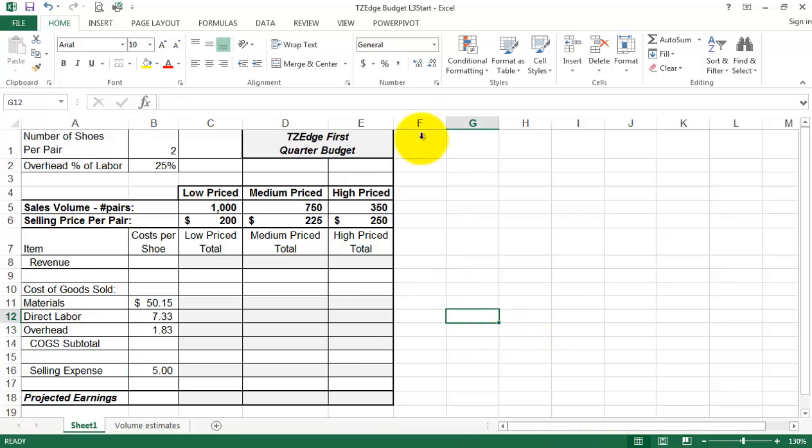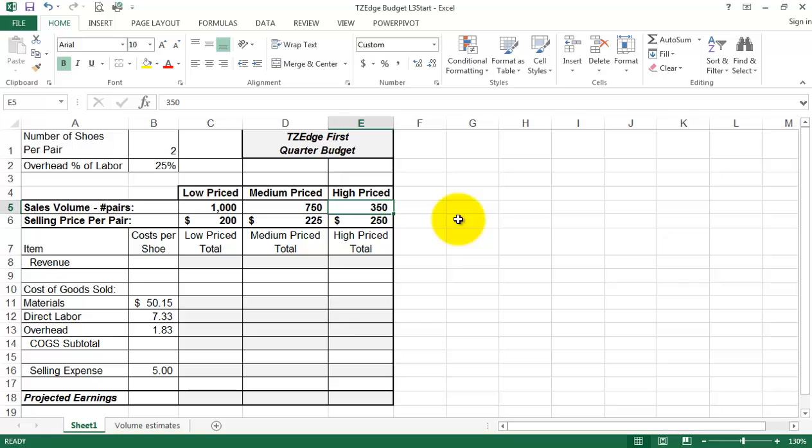All right. Now, in this particular scenario, you'll notice it says TZ Edge quarterly budget, and the quarterly budget refers to the first 3 months of the fiscal year, typically January, February, March. And they think that they're going to sell 1,000 pairs if it's priced at $200. If the price goes up to $225, then they're going to sell 750 pairs. And if the price goes higher at $250, then it's going to go down to 350 pairs.